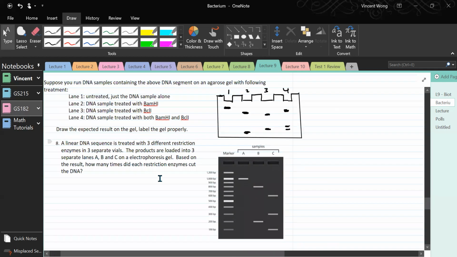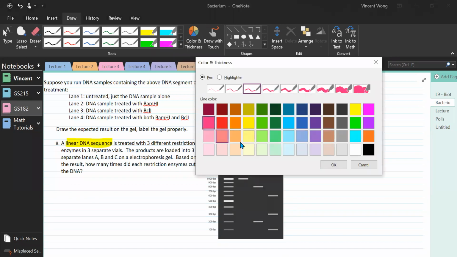A linear DNA sequence, right? So, Sita, you asked me earlier, how do you know if it's plasmid or linear? It will tell you in the question. Okay, a linear DNA sequence is treated with 3 different restriction enzymes in 3 separate vials, and then you load them into 3 different lanes. Based on the results, how many times did each restriction enzyme cut?